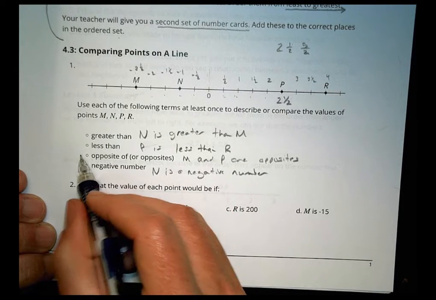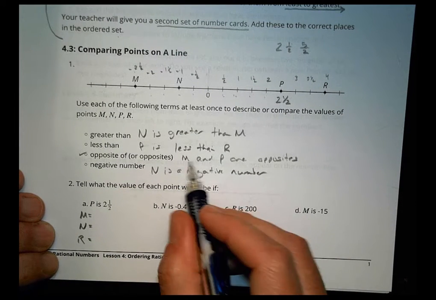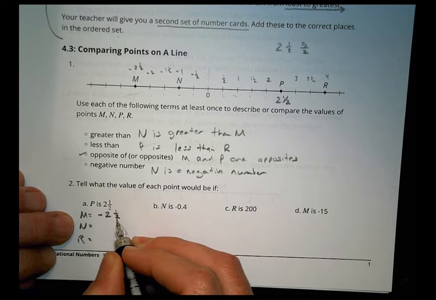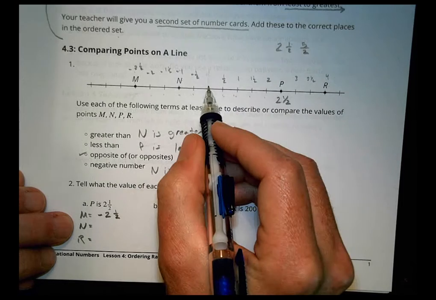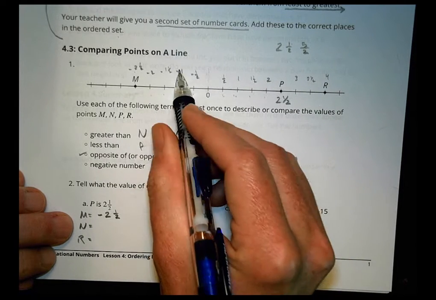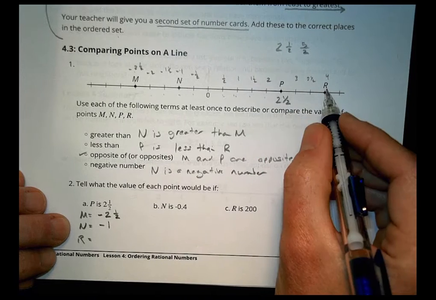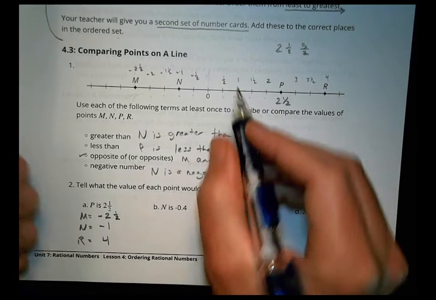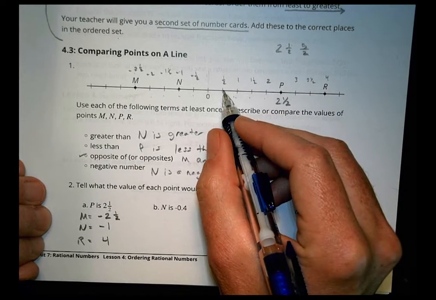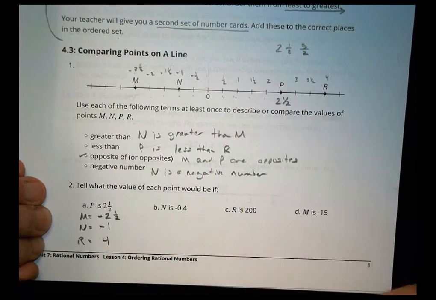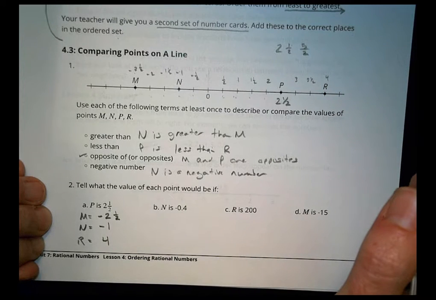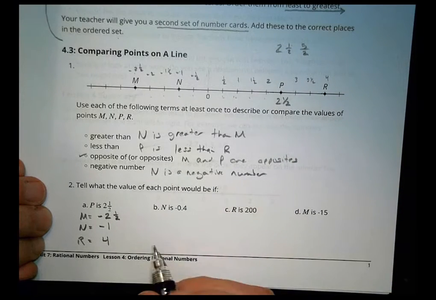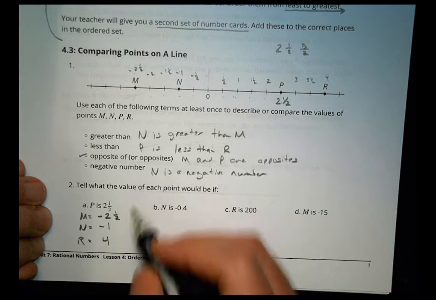Remembering that the opposites are here is going to make this activity a little faster, right? M and P are opposites, so M is going to be an automatic negative 2.5. N is over here at negative 1, and R we said is at 4. And because each little mark represents a half, we can count it out and go 1, 2, 3, 4, 5, 6, 7, 8, and 8 divided by 2 is 4. So that's where we have 4.